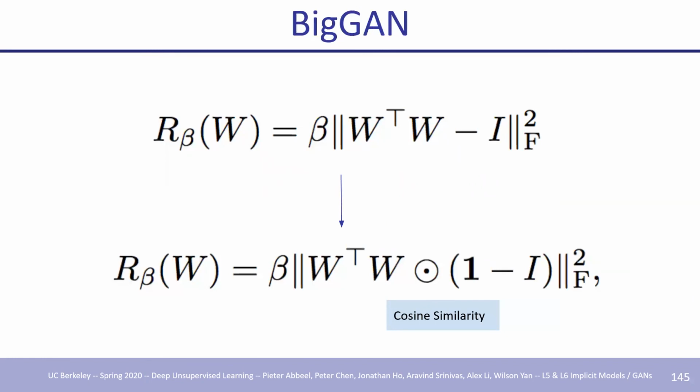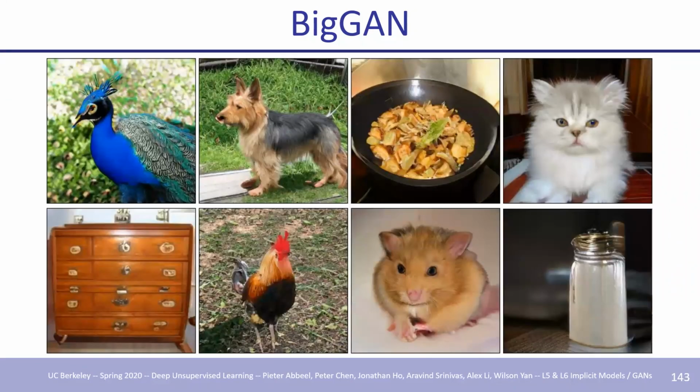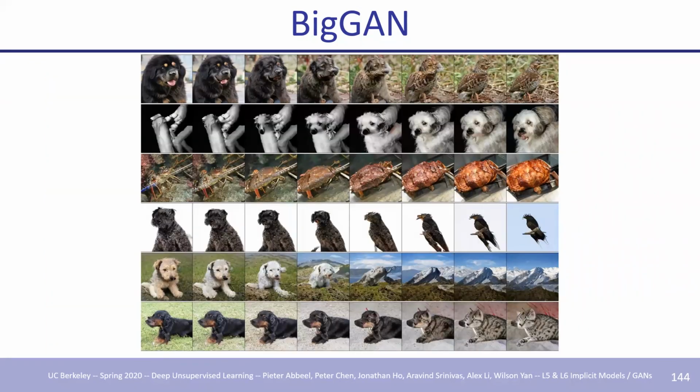So BigGAN is just the scaling of all of the GANs that we've already seen. More layers, more stacks, wider, bigger batch, more compute to see what's possible.